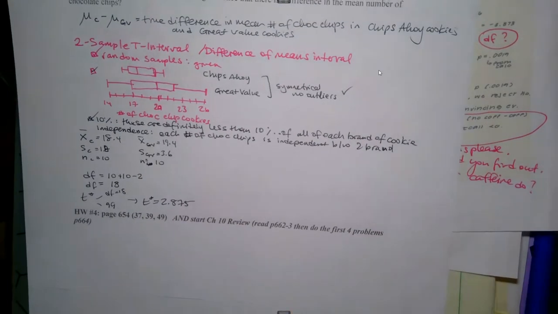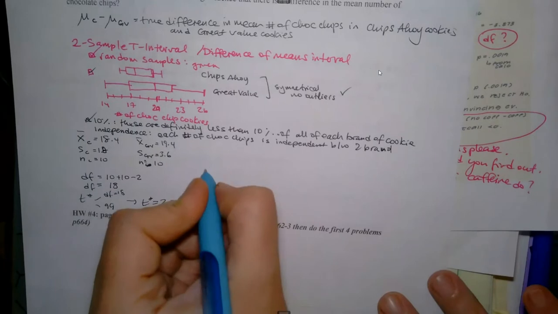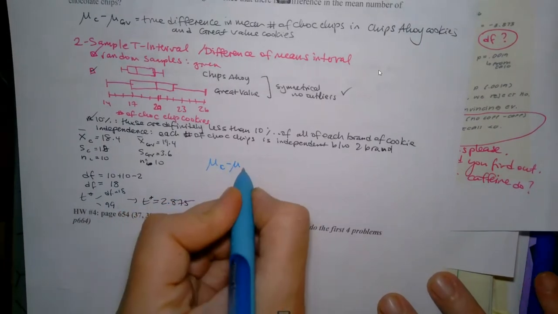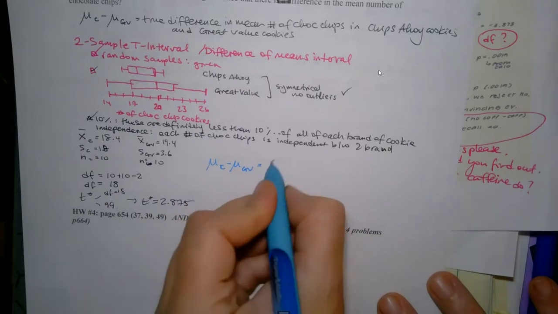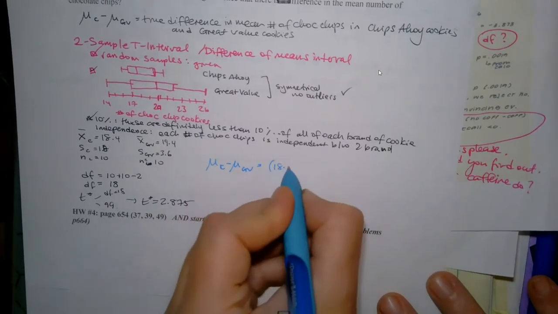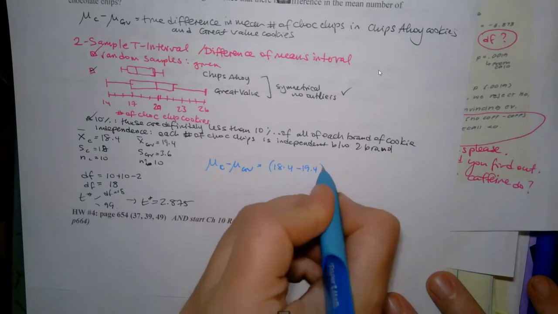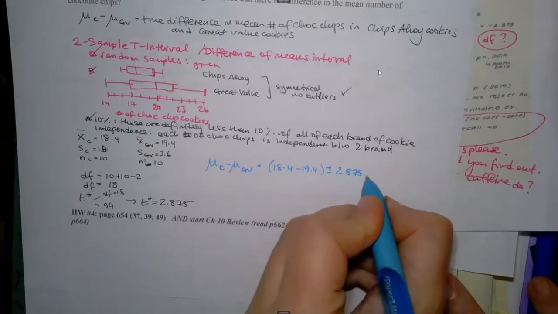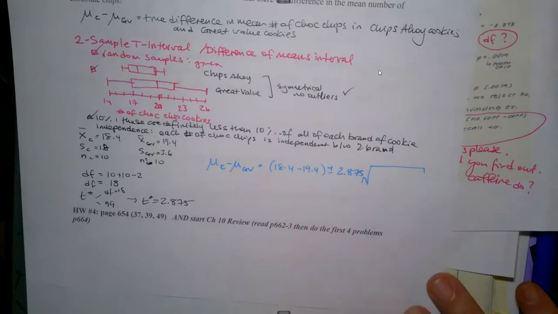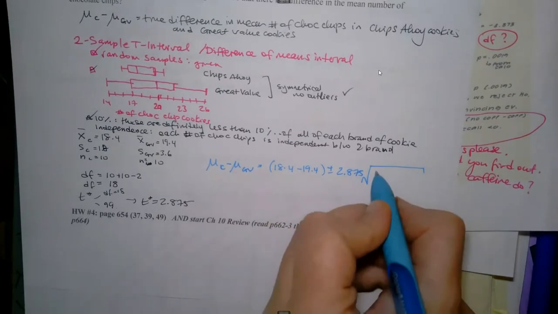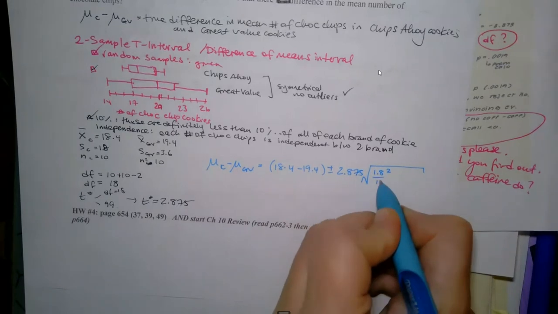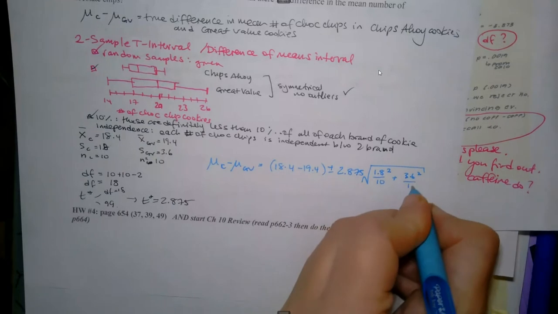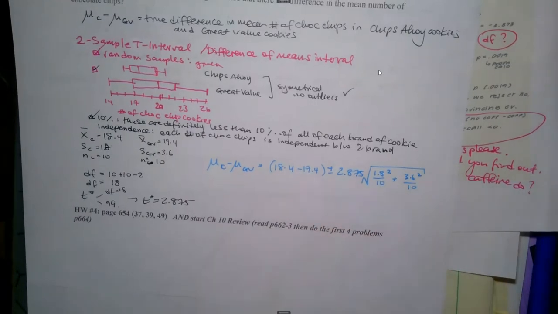So what I'm going to need to do for that is to estimate mean for the Chips Ahoy minus mean number of chocolate chips for Great Value. I'm using the observed difference that we saw, so 18.4 minus 19.4. I'm adding and subtracting 2.875 times standard error here, which is the standard deviation for the first one, 1.8 squared over the sample size, and the standard deviation for the second one, 3.6 squared over the sample size. So I'm going to get this number first.